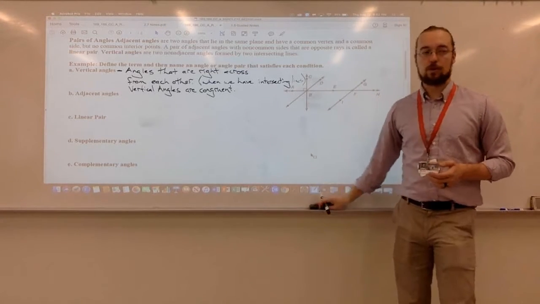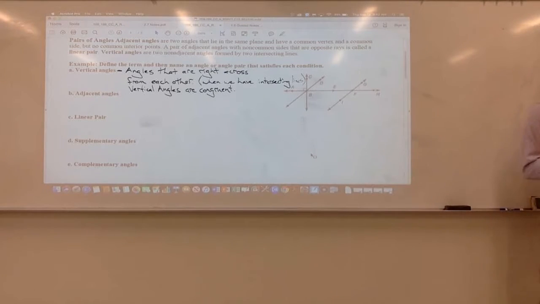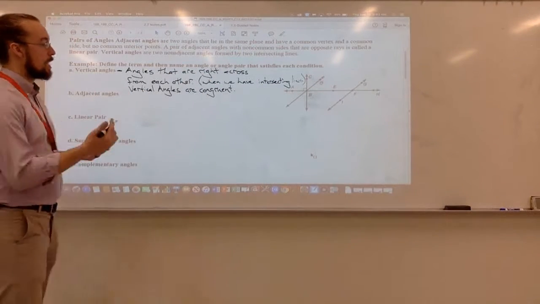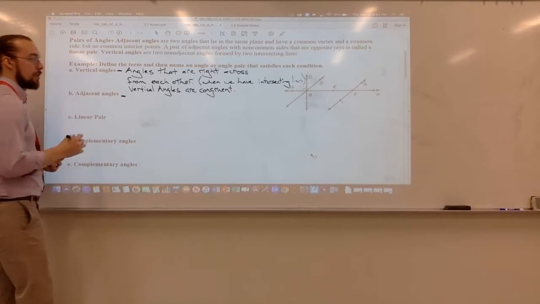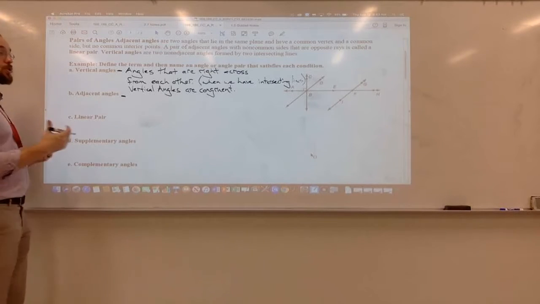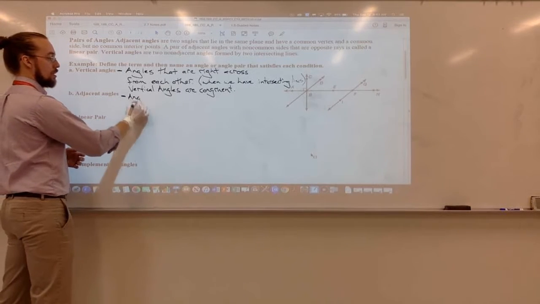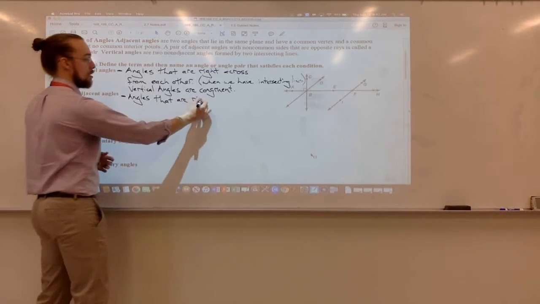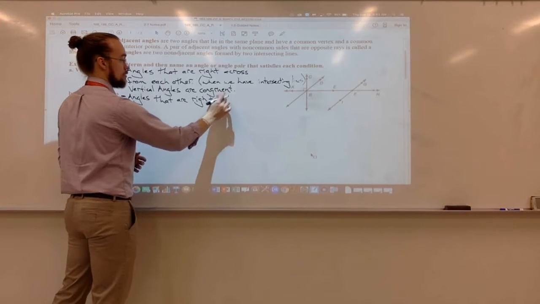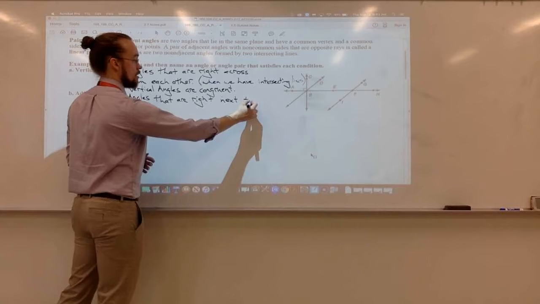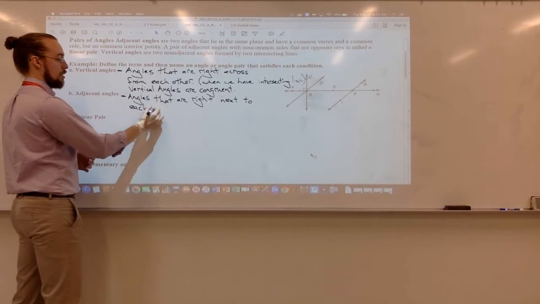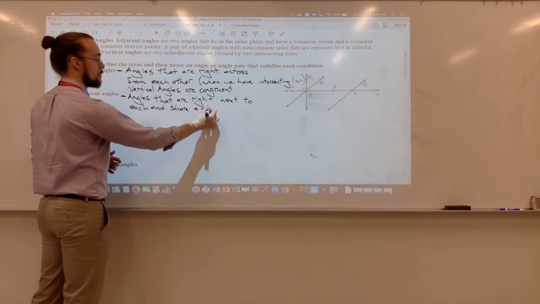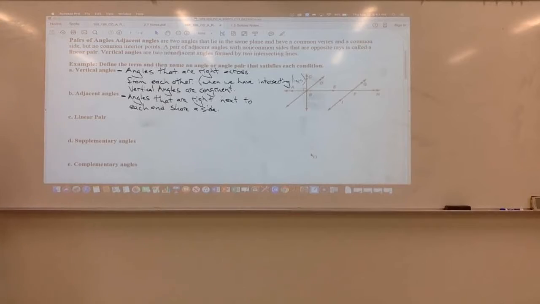Questions on vertical? Okay, right across from each other when we have a pair of intersecting lines. Adjacent angles, then, are angles that are right next to each other. Adjacent angles are angles that are right next to each other and share a side.